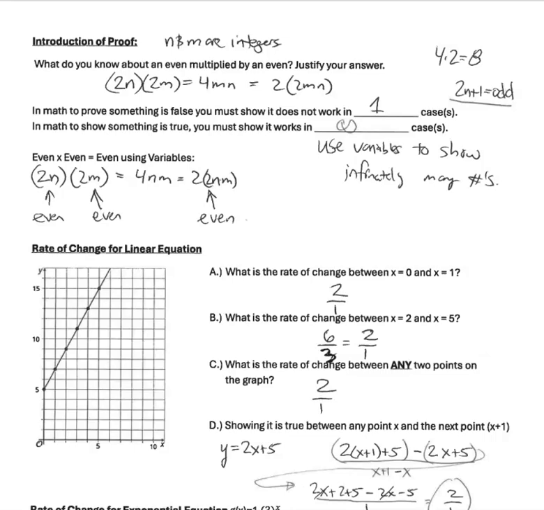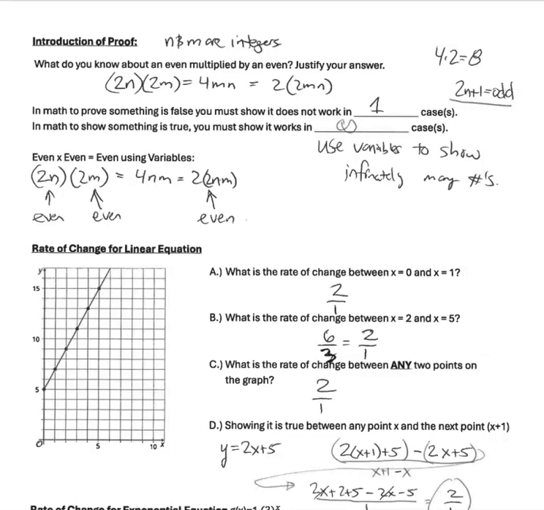Okay? So instead of looking at one case, which is what you need to do when you're proving something's false, you have to look at infinitely many cases. And the question is, how do we do that? And the answer is we use variables. So you cannot obviously list out every single even number, but if I say n can be an integer, then 2n has to be even. Evens are always written as 2 times some number.